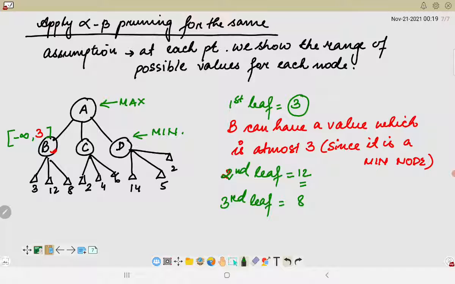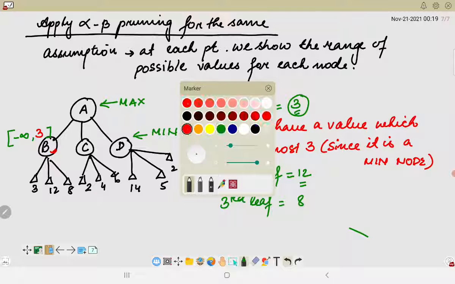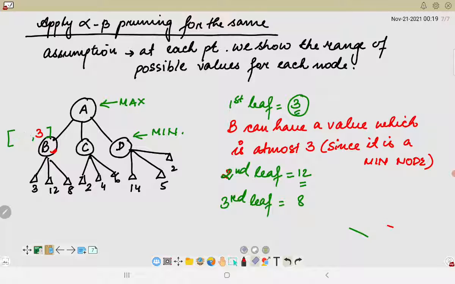Okay, so min would avoid this move, and since we are considering min to be the minimum node, it would select the minimum value. So out of these 3 values, the first value which we got, which was 3, will not be replaced by the other 2 values. Hence we are confirmed that this particular node has a value 3. Okay, so we will simply put down the range here. So once we have one value for this min level, let us simply propagate this particular value here.